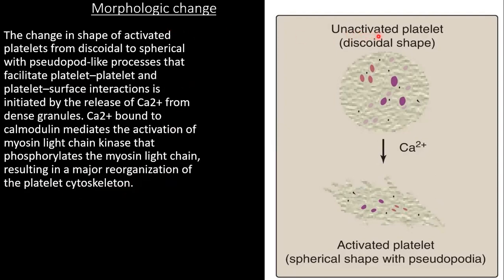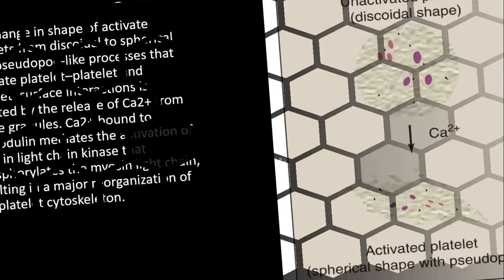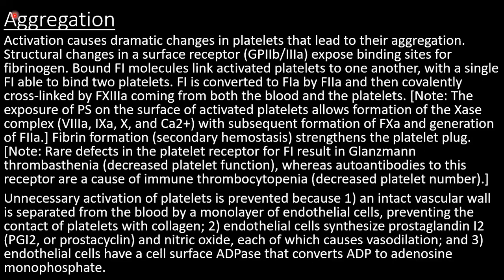You can see the unactivated platelets are discoidal, but once activated, they become spherical with pseudopods, and these pseudopods will facilitate platelet to platelet and platelet surface interaction. Platelet to platelet will also facilitate the platelet aggregation, which we are looking at now. Activation will cause dramatic changes in the platelets that lead to their aggregation.